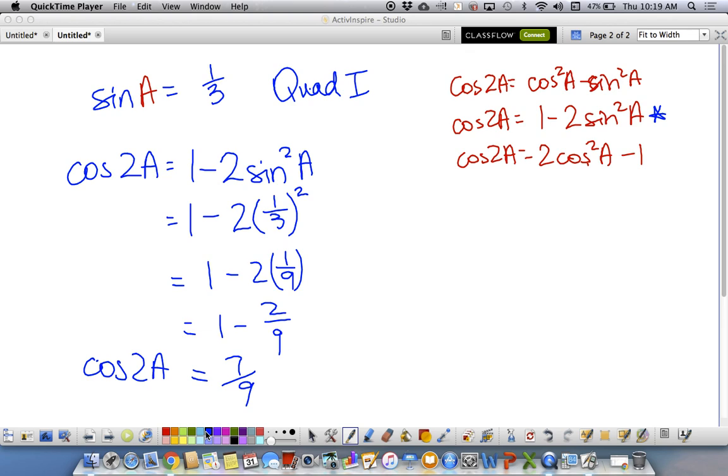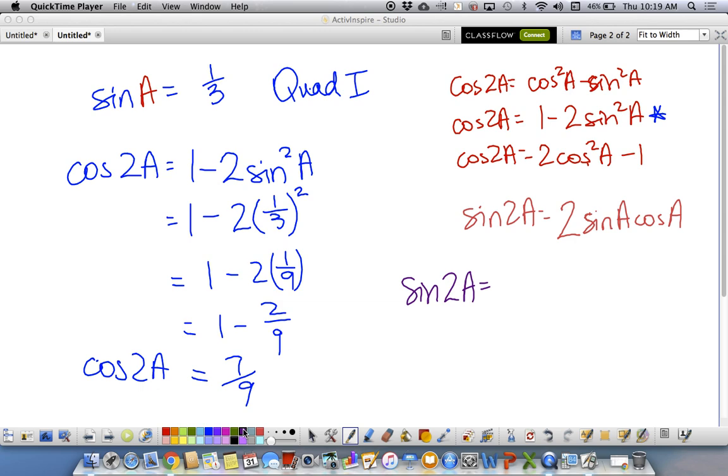Did we also have a formula? Refresh my memory for sine 2A. Two sine A, cosine A. Now, if I were to give you sine A equals 1/3, and we're in quadrant 1, new problem: what is sine 2A?